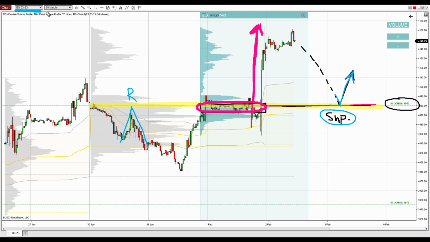I don't know if I mentioned it, but I was working with 30-minute time frame. This is my favorite time frame to use when analyzing day trading ideas using volume profile. So that's how I do it.